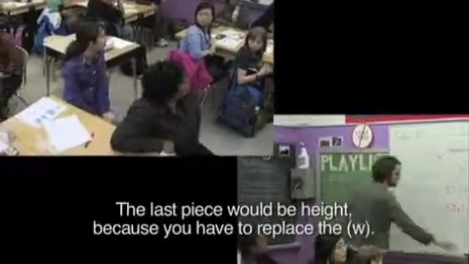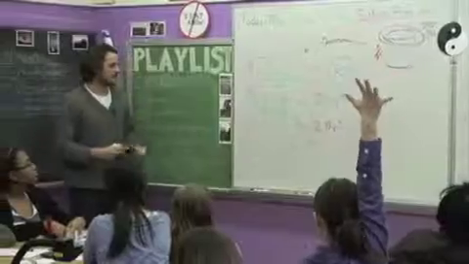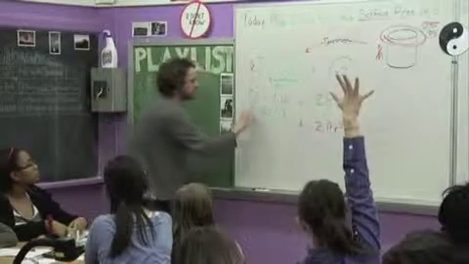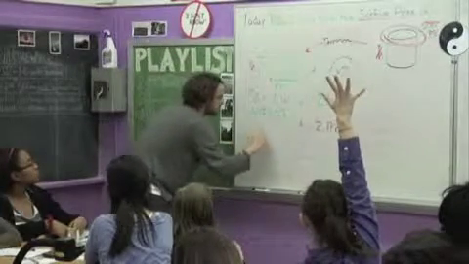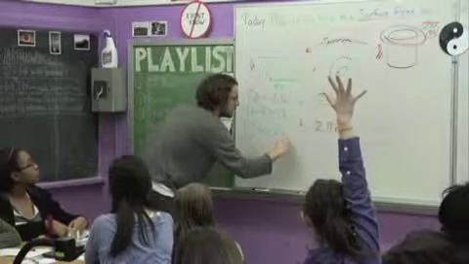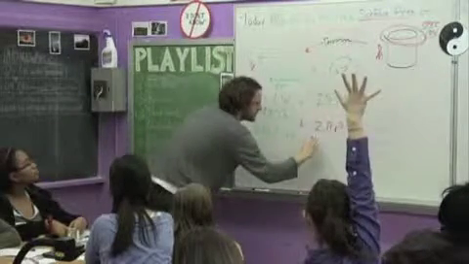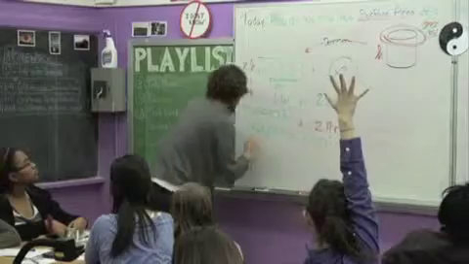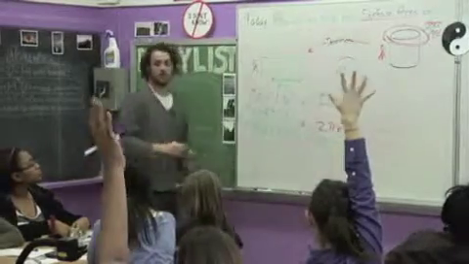I was on 4 of hearts. Who are you? Allie. What's the last piece we need? The last piece would be height, because you have to replace the W with. Yeah, because we didn't have the height. That's kind of messy. I'm going to rewrite it one line below. Surface area equals 2 pi r h plus 2 pi r squared. Thank you. You just made my day pretty easy.